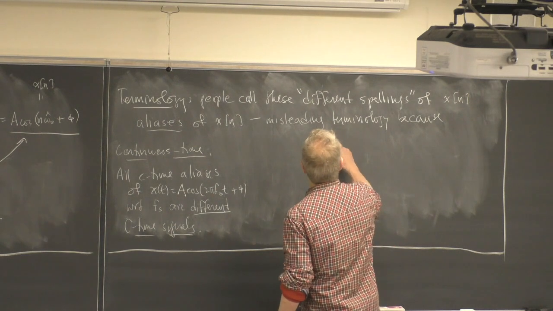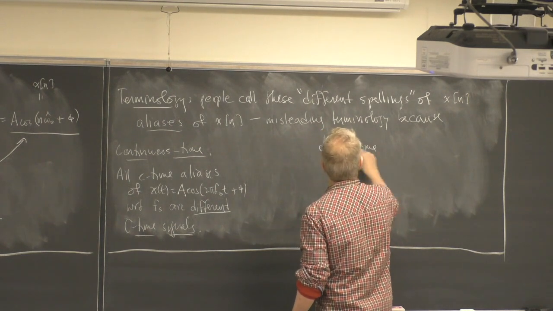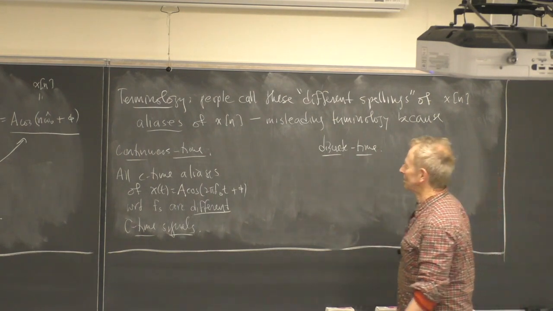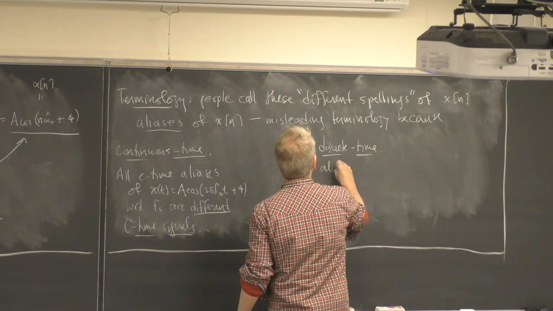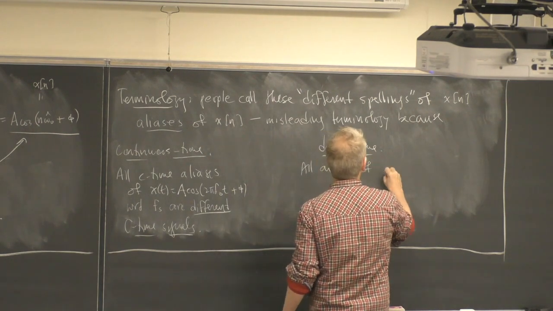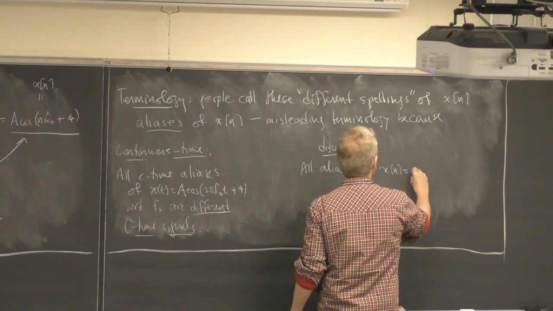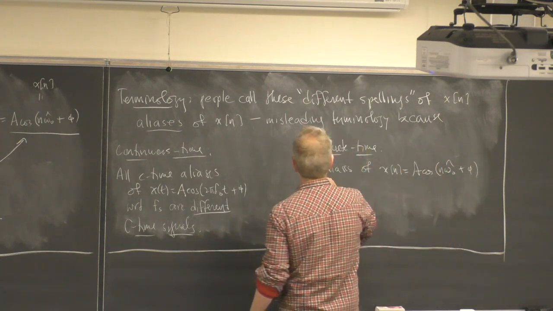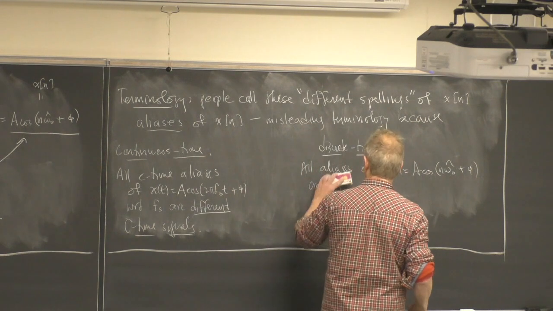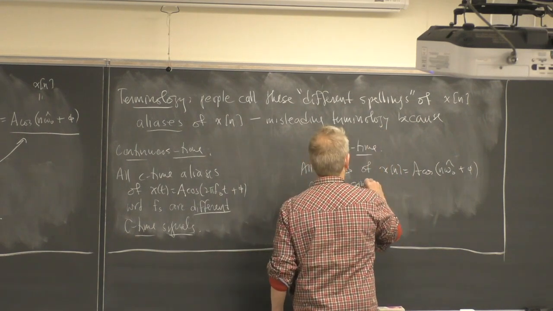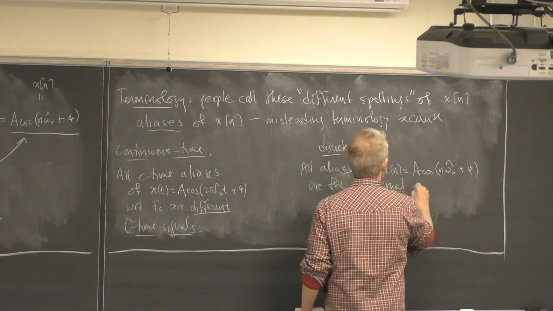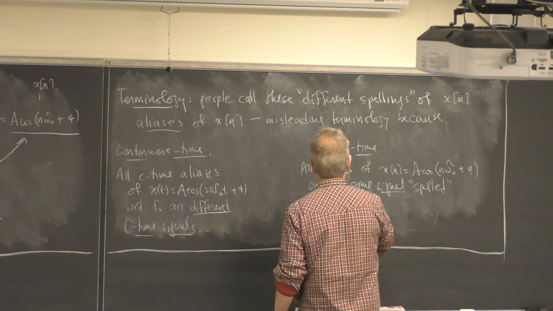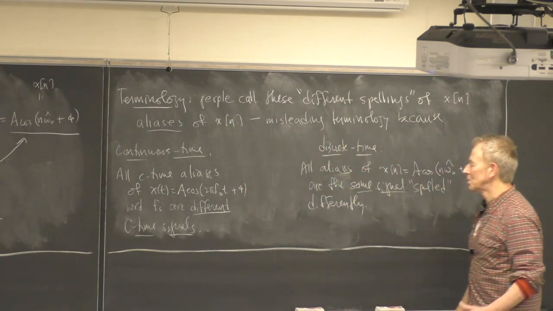In discrete time, all these different aliases, so-called aliases, are all the same signal. They are just different spellings of the same signal. So all these aliases of, say, x of n equals a cos n omega 0 hat plus phi are the same signal, spelled differently. Okay, so that to me is a point of confusion in the book.